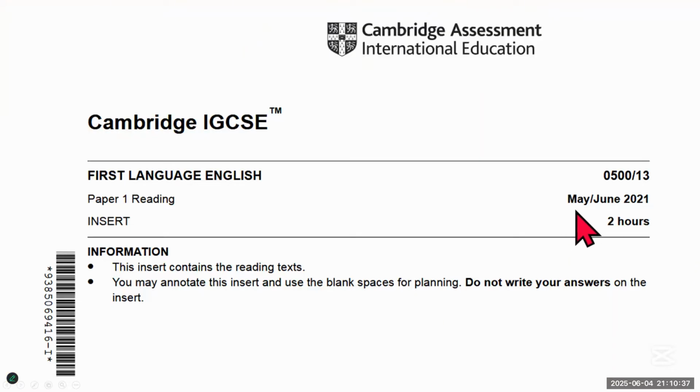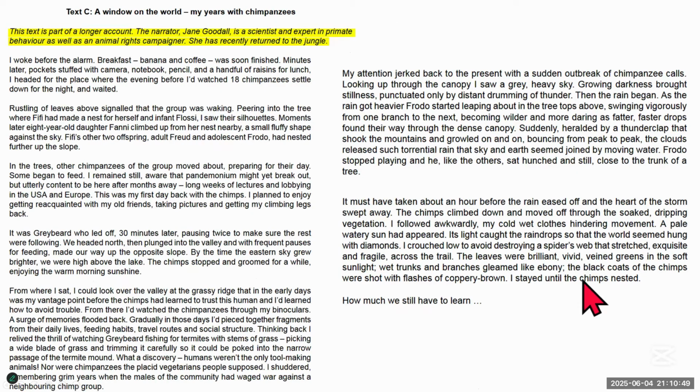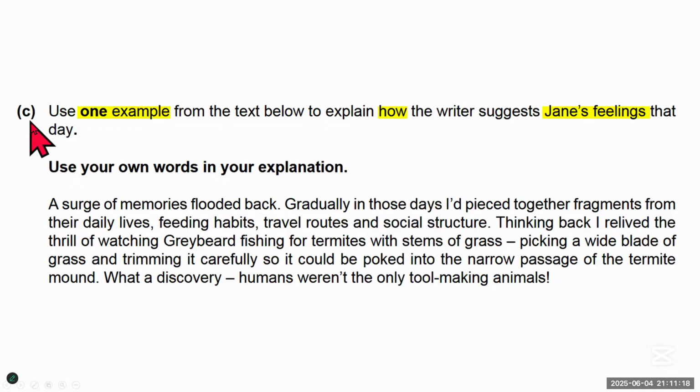Today, we will be doing the May-June 2021 paper 1-3. This is the passage, and I'm going to read the title and the blurb to you. A window on the world, my years with chimpanzees. This text is part of a longer account. The narrator, Jane Goodall, is a scientist and expert in primate behavior, as well as an animal rights campaigner. She has recently returned to the jungle. And here we have question 2C, which carries 3 marks.